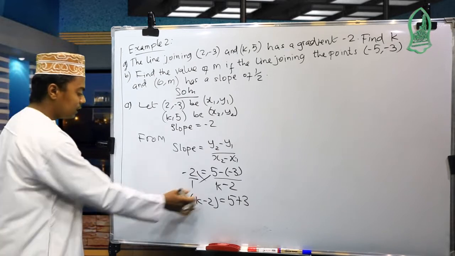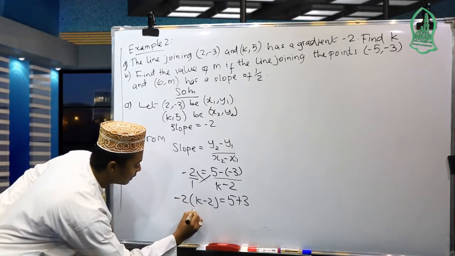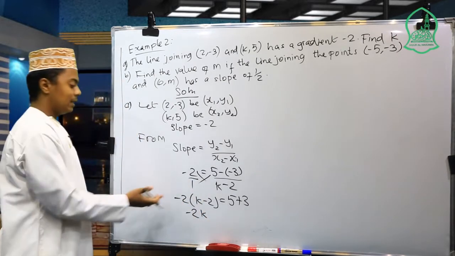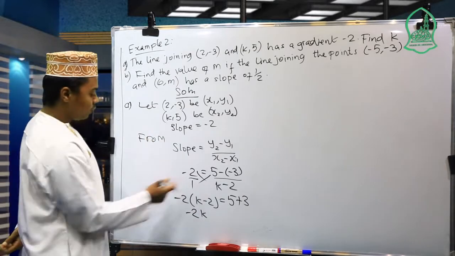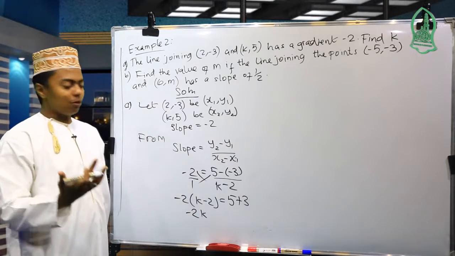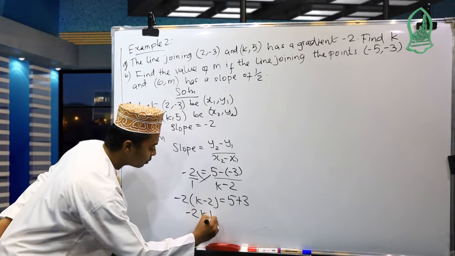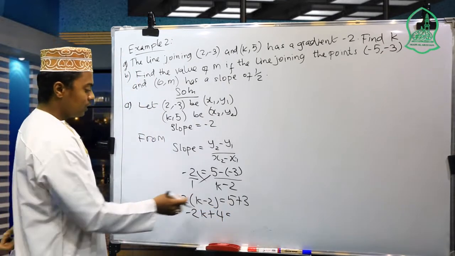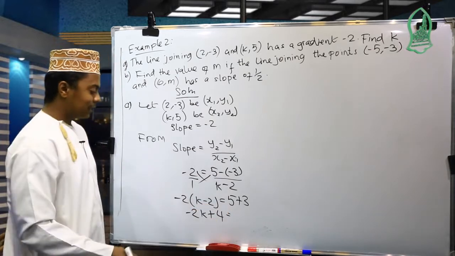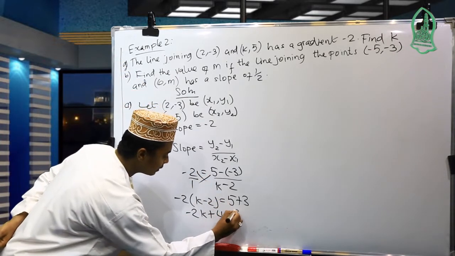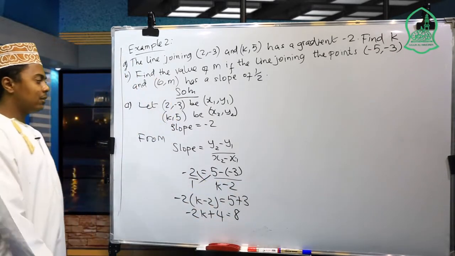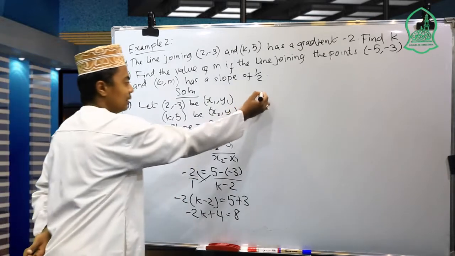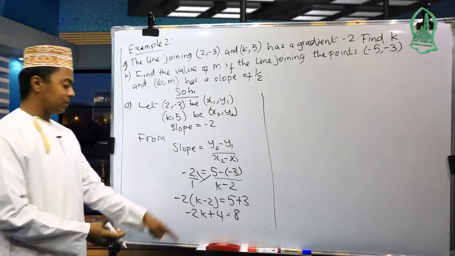So negative 2 times K, negative 2K. Negative 2 times negative 2, you have negative times negative, positive. So here we're going to get plus 4 equal to 5 plus 3, which is equal to 8. So let us continue solving this question.